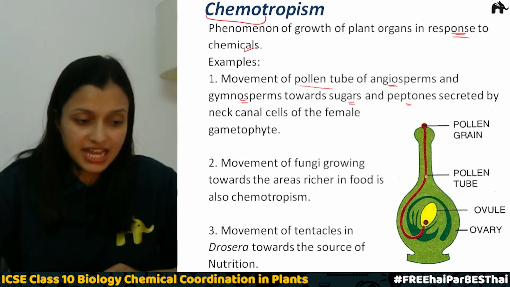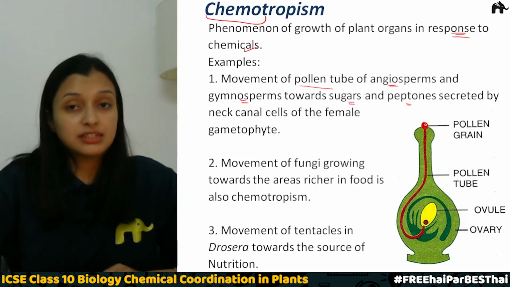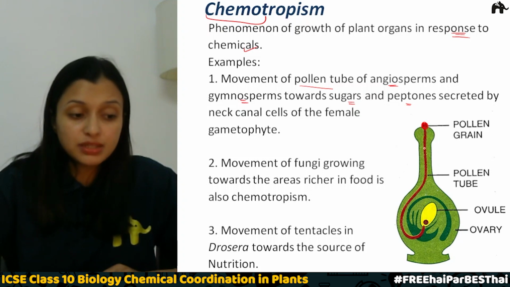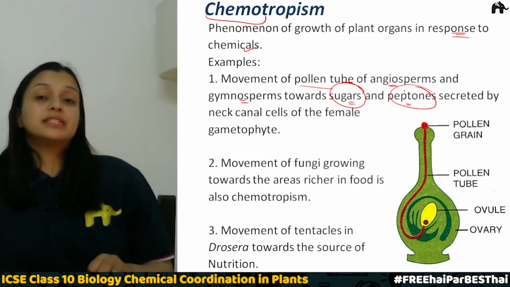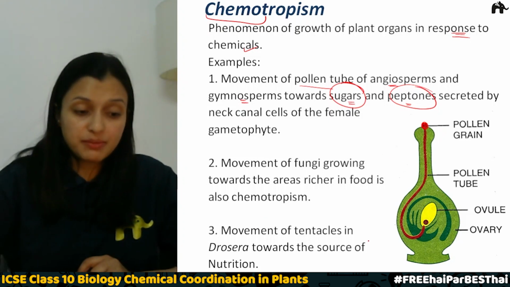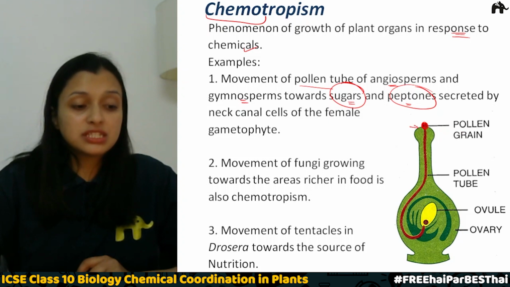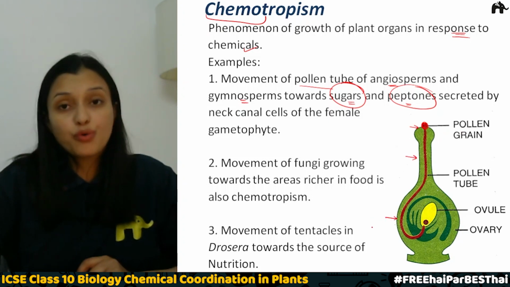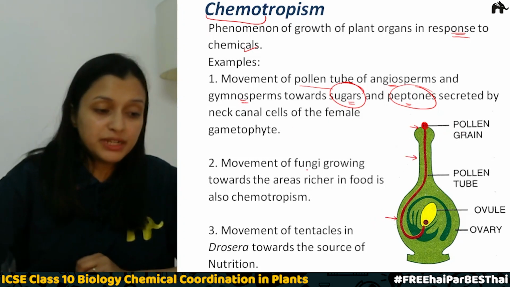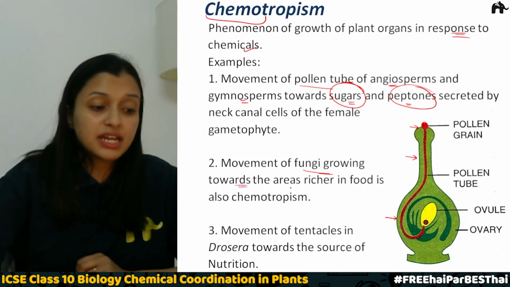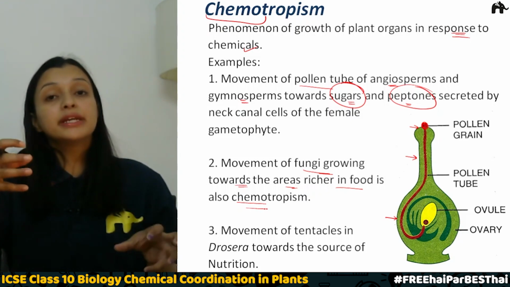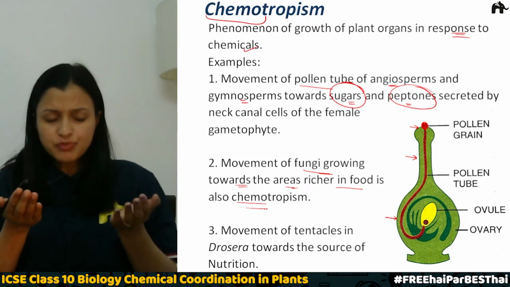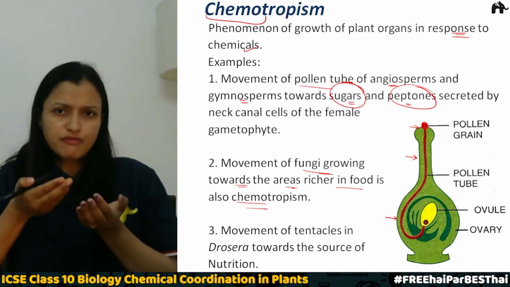So these are the neck canal cells. This pollen grain will start growing the pollen tube towards these sugars and peptones secreted by the neck canal cells of this female gametophyte. Clear? So this is the stigma, this is the style, and this is the ovary. The second example is the movement of fungi growing towards areas richer in food, which is also chemotropism. When the fungus starts growing towards the food, you must have seen a bread. On that bread, the fungus starts growing.